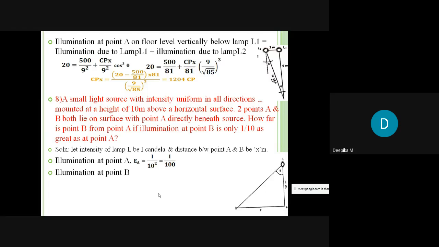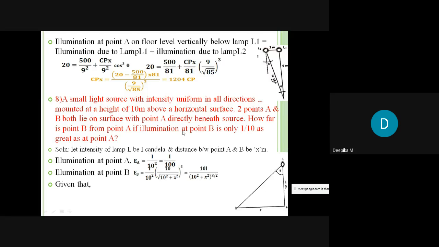And illumination at point B is nothing but I by h square into cos cube theta. So cos cube theta is nothing but adjacent by hypotenuse, which is nothing but 10 by square root of 10 square plus x square. I don't know x, so I have to retain it as it is. And in the problem they have given that illumination at point B is only one tenth of that at point A.